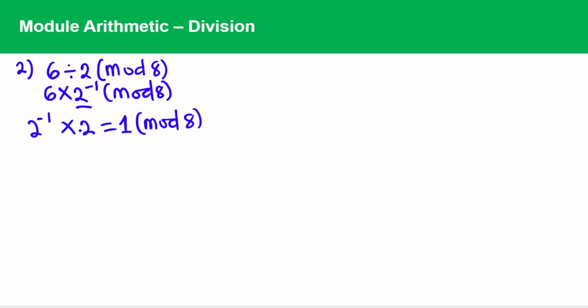Now that number must fulfill two conditions. Number one, it must be divisible by 2, and it must leave a remainder of 1 when divided by 8. Now let's look at numbers that are divisible by 2. We have 2, 4, 6, 8, 10, 12, 14, 16. Now if we start from 8, 8 divided by 8 will leave us with a remainder of 0.